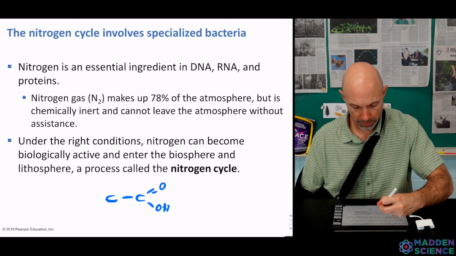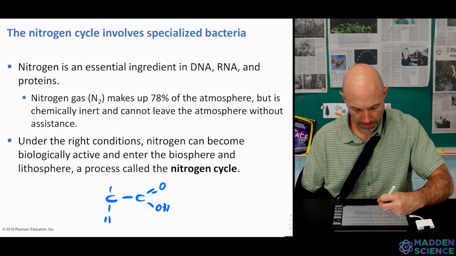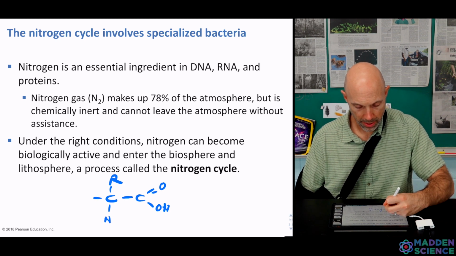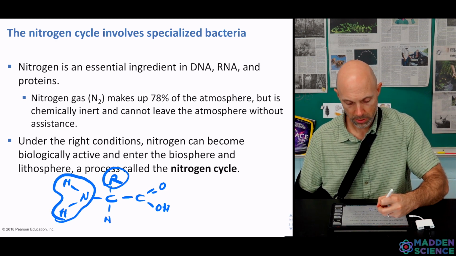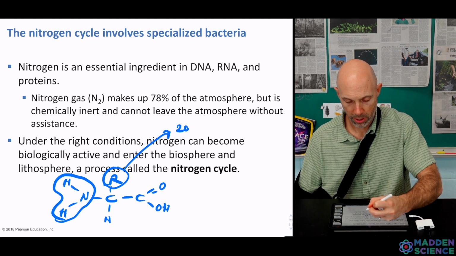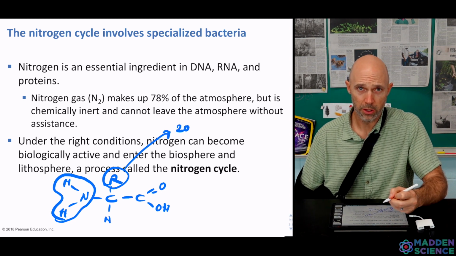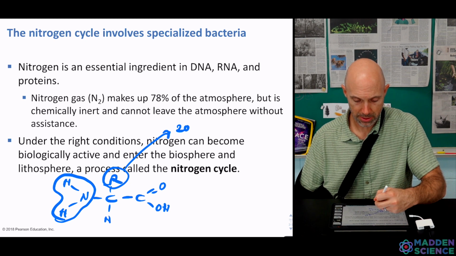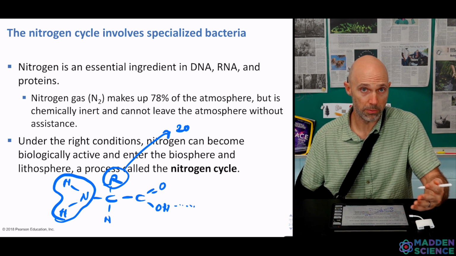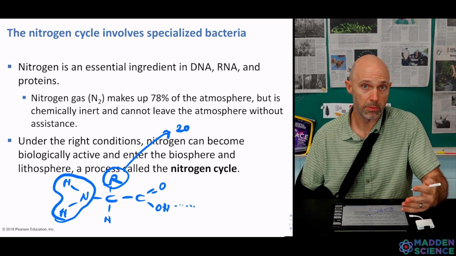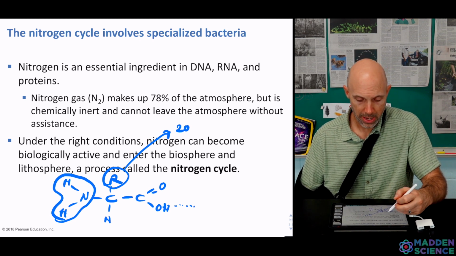carboxyl group, your R group up here, and then your amine group here, right? And recalling that there are 20 different R groups that make up the naturally occurring 20 amino acids. These come together via peptide bonds, making up long chains of hundreds, perhaps thousands of amino acids.